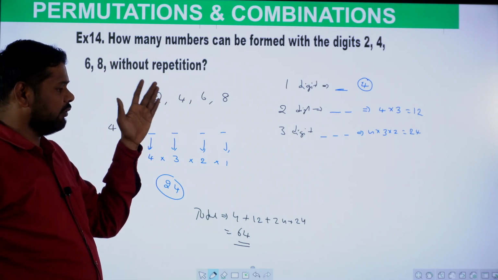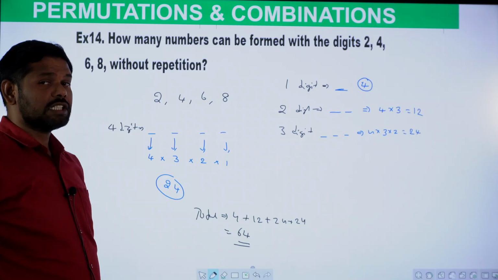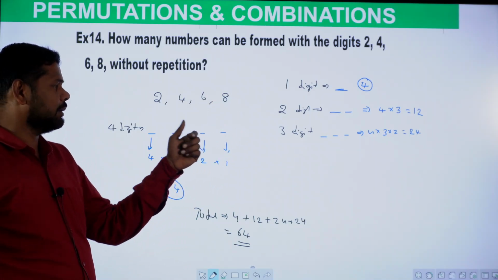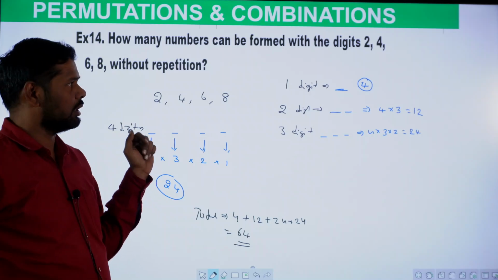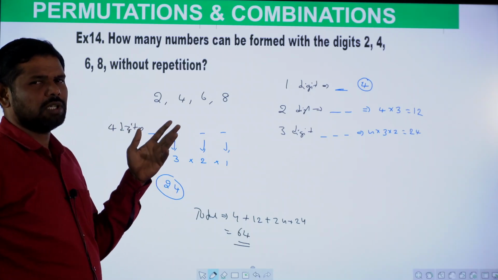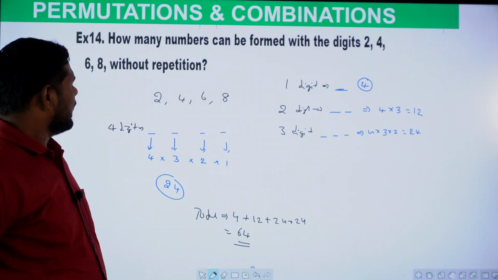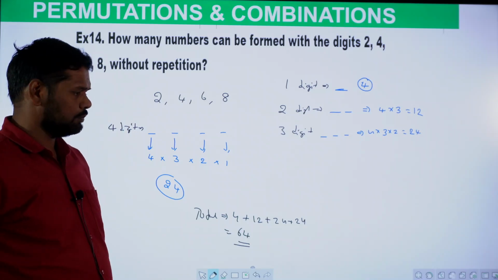Right, 4 digits are given. With those 4 digits we can form 64 numbers, including all single digit, 2 digit, 3 digit, and 4 digit numbers. That is very, very important. A 5 digit number is not possible. Why? Because we only have 4 digits. If 4 digits are given, we can form up to a maximum of 4 digit numbers.